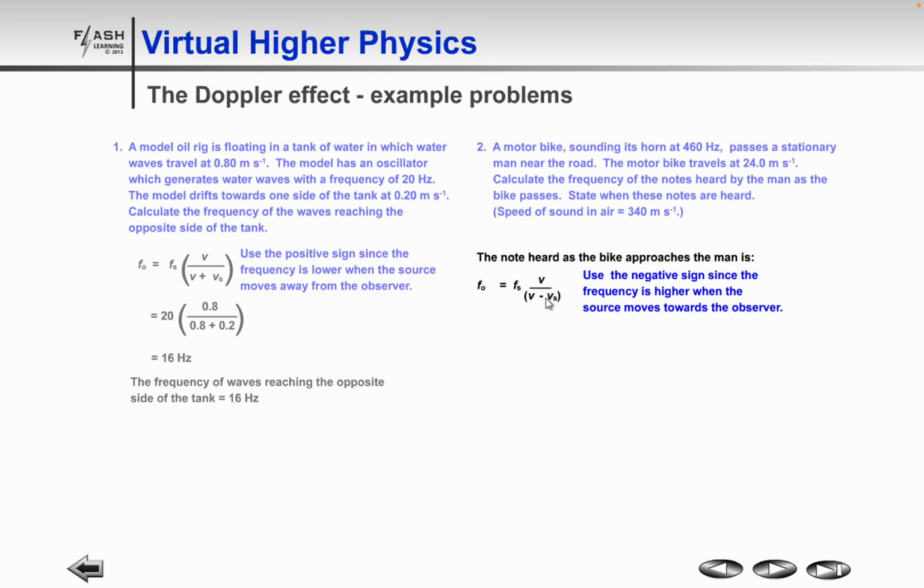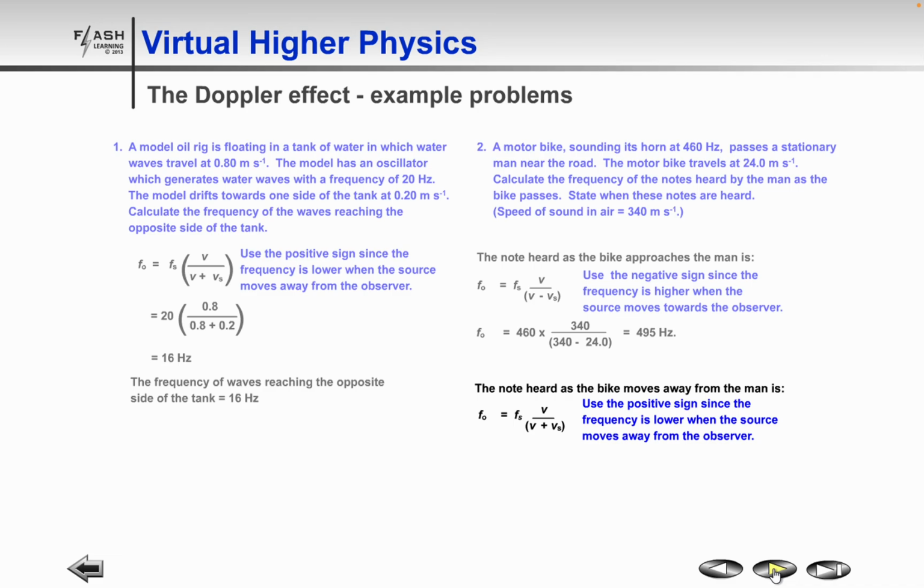So as it approaches, we pick the minus sign from the equation in the formula sheet. It's got a plus or minus in the bottom of the actual formula sheet. And plugging in the values, you would get 495 hertz.